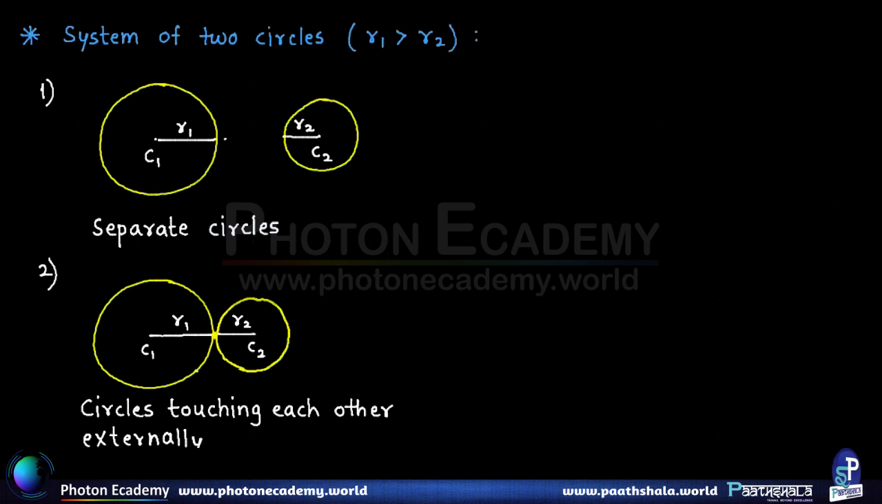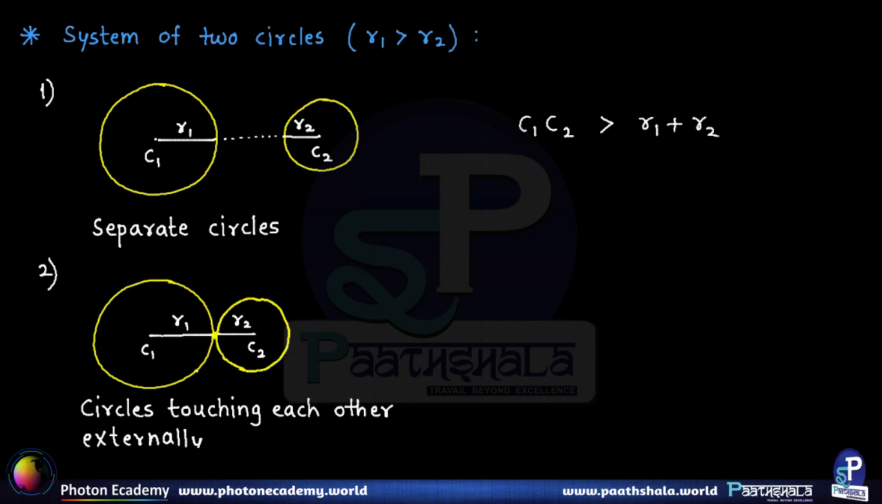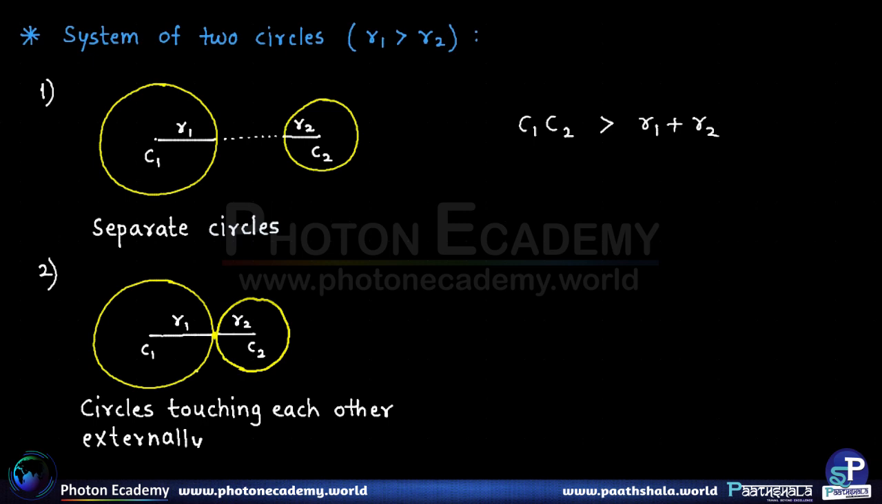So if that is the case, then the distance between their centers has to be greater than the sum of their individual radii, right? So therefore here the condition is that, let us denote the distance as say c1c2, that has to be greater than the sum of the two radii. Now if the circles touch each other externally, then from the figure we see that the distance between their centers has to be exactly equal to the sum of radii, right?